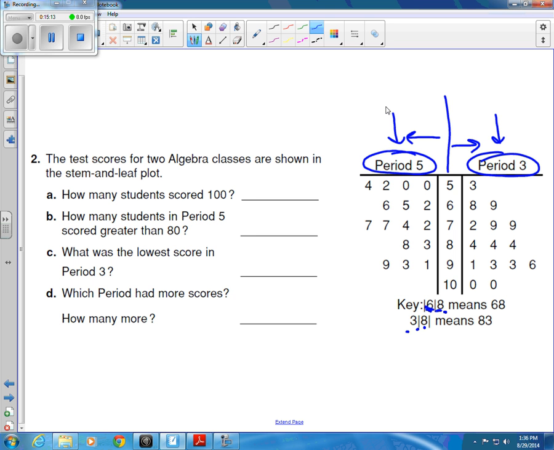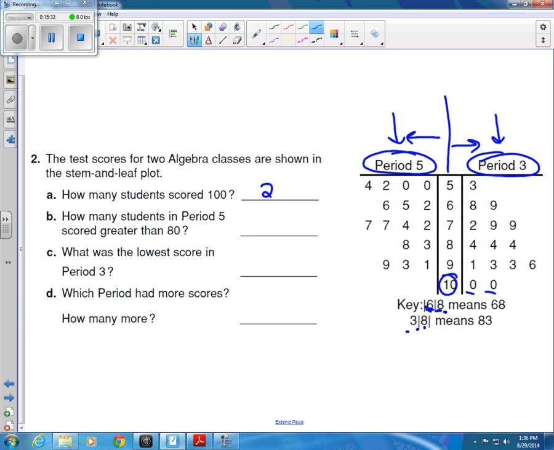So, reading the first question, how many students scored 100%? Well, if I'm scoring 100%, I have a 10 in the tens place, which means I have a stem of 10. And it looks like there are only 2 people that happen to both be from period 3. So I actually have 2 people.